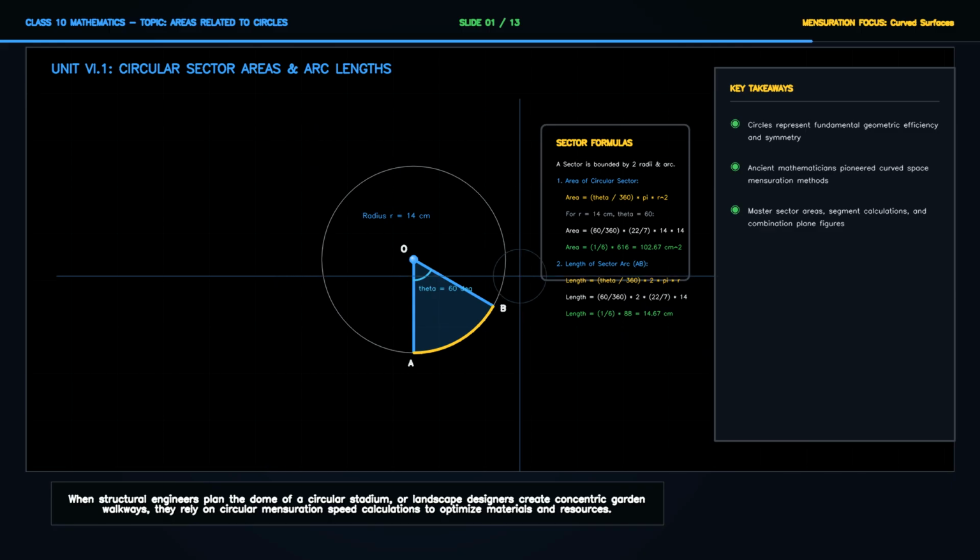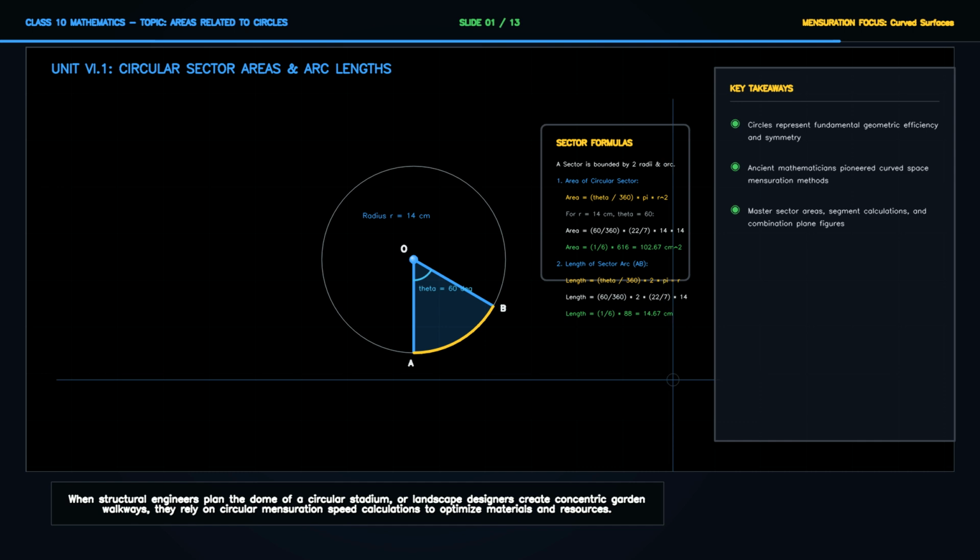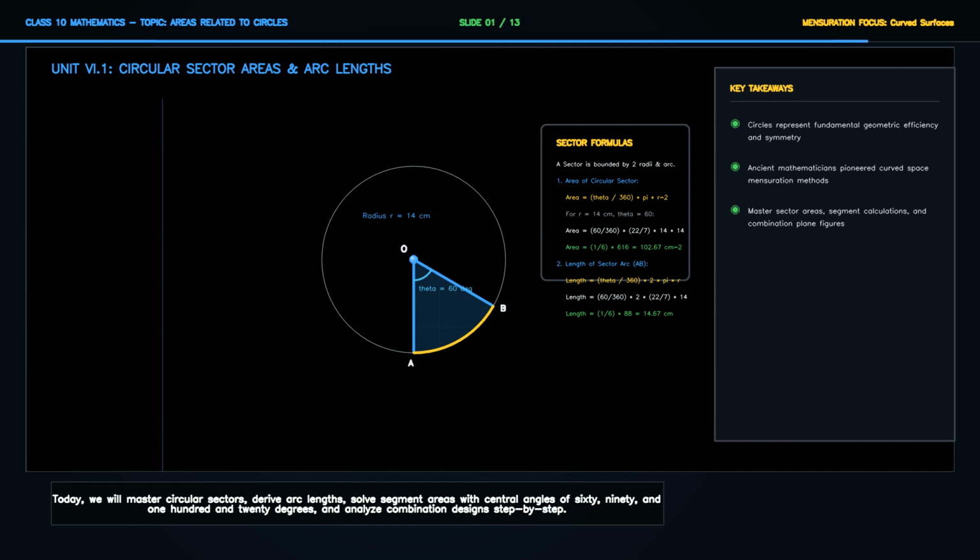Today, we will master circular sectors, derive arc lengths, solve segment areas with central angles of 60, 90, and 120 degrees, and analyze combination designs step by step.